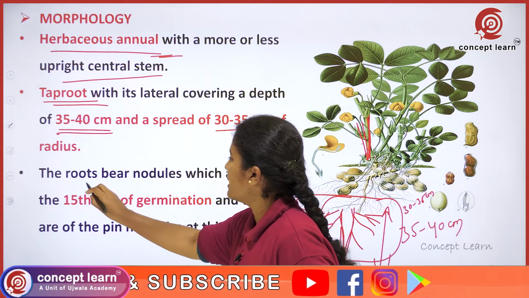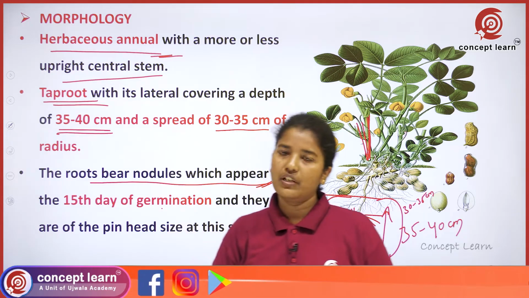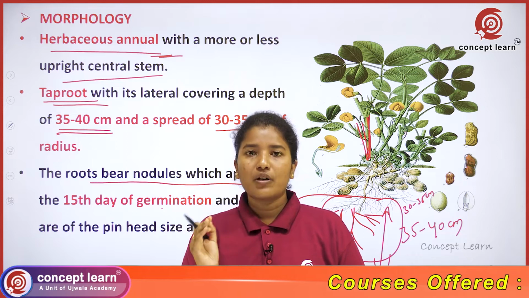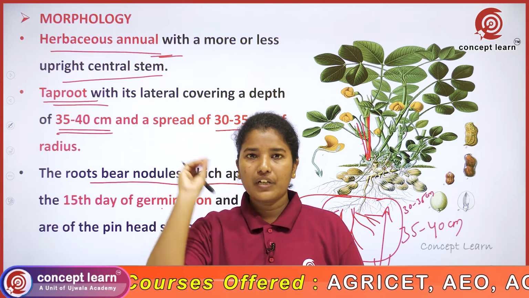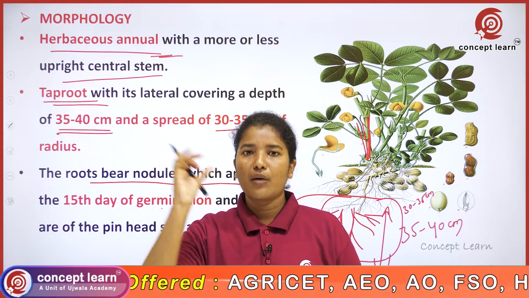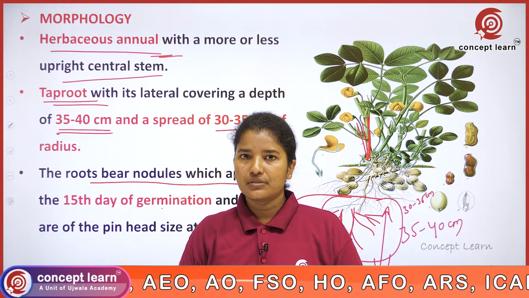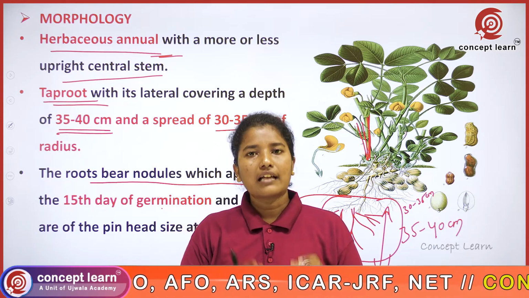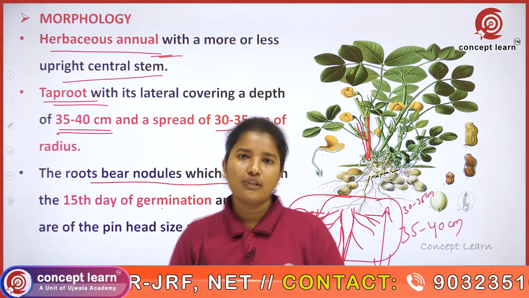And also these roots bear nodules, which appear on the 15th day of germination. We have to remember this. These nodules, we all know, right? Legumes are atmospheric nitrogen fixing organisms. They fix atmospheric nitrogen, which is available in the form of nitrogen molecules, into ammonia or other forms of nitrogen which can be taken up by the plant and used in microbiological or metabolic processes of the plant.